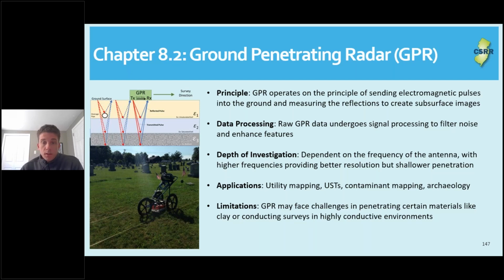One important note with GPR is that clay attenuates the signal really fast. So if there's clay at your site, that can cause a real problem. Some common applications are rapidly locating buried infrastructure like USTs and cisterns, and I actually have an example of that on the next slide.